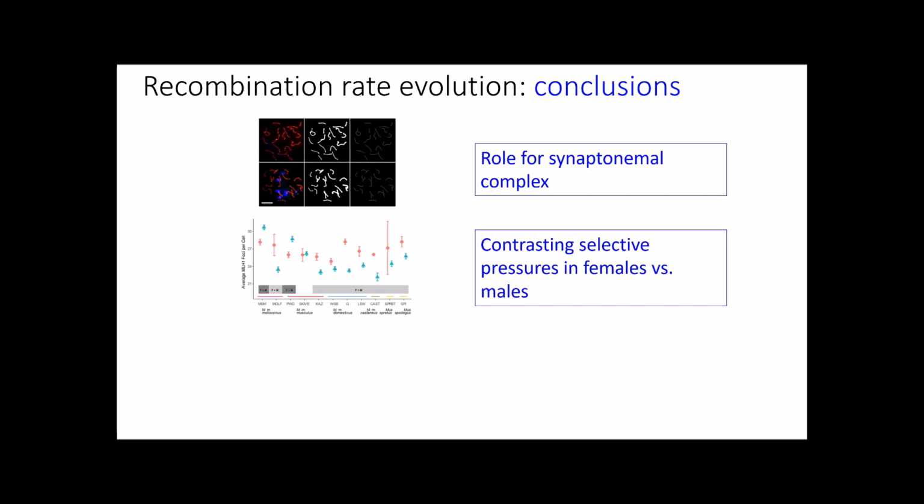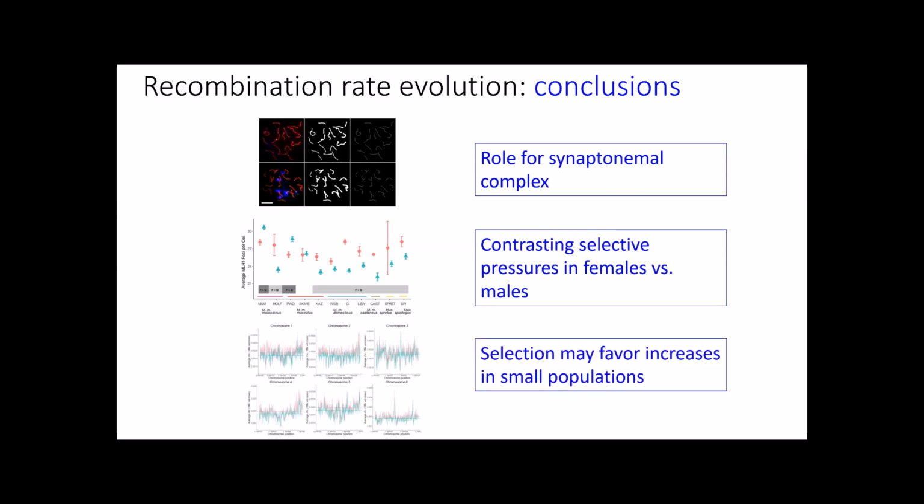One of the more exciting and puzzling results for us is that the males and females have what appear to be distinct genetic and evolutionary trajectories, which suggests that there are contrasting selective pressures in females versus males when it comes to the recombination rate. And a very tentative thought I ended with is that selection may favor increases in the recombination rate in small populations. And we're about to do a whole bunch of simulations and look at other populations to see if we can arrive at a firmer conclusion there.